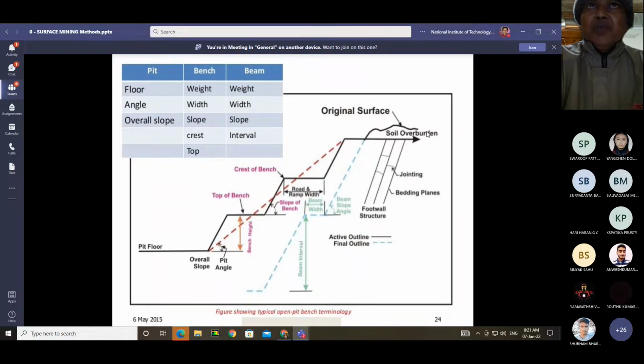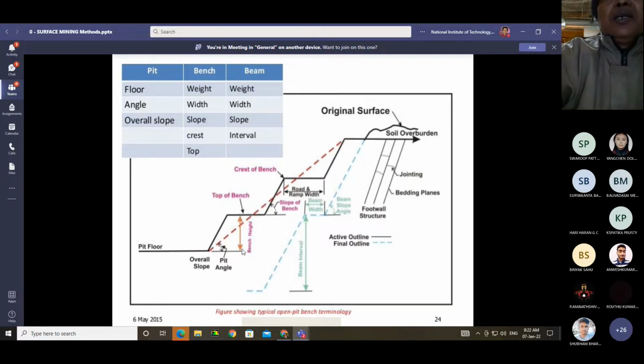Okay, so this is the bottom of the pit, this is the top of the pit. So the pit floor, bottom of the pit, this is the toe. This point is called the toe of the bench, and the top one is called the crest of the bench. So if you join the toe of the bottom bench to the crest of the top bench, then you'll get the pit angle. This is the pit angle, which is called your overall slope angle, overall pit slope angle.